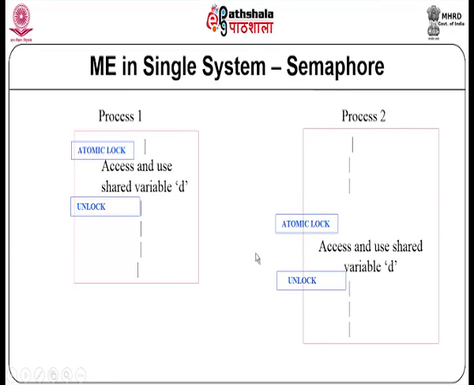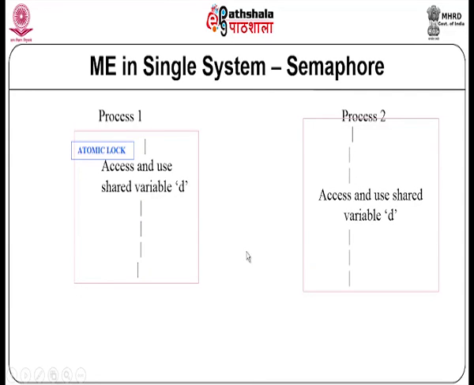Now, what will happen if both of these are trying to access it together? Let us take this example where process 1 has put the lock and then process 2 is trying to execute the atomic lock, but process 2 will not succeed in putting the lock, and hence process 2 will be suspended or blocked. Till what time? Till process 1 has completed the work and has unlocked. As soon as process 1 unlocks, the blocked process will be unblocked and its atomic lock will be allowed to be put, and then it will execute the critical section and will come out and unlock it.